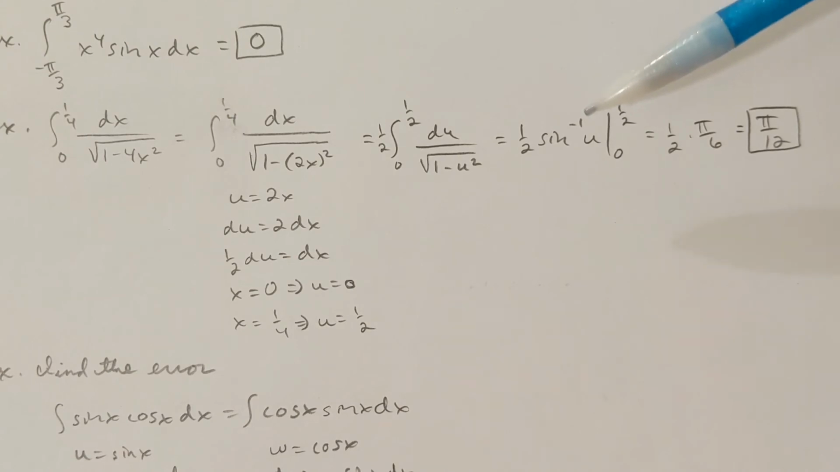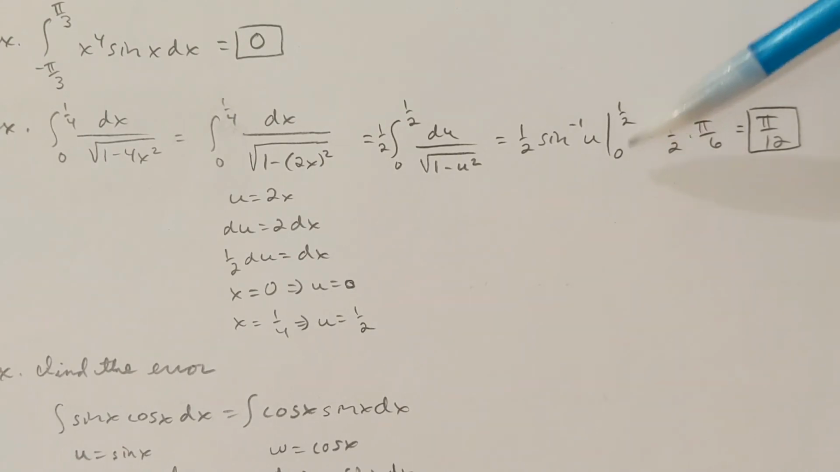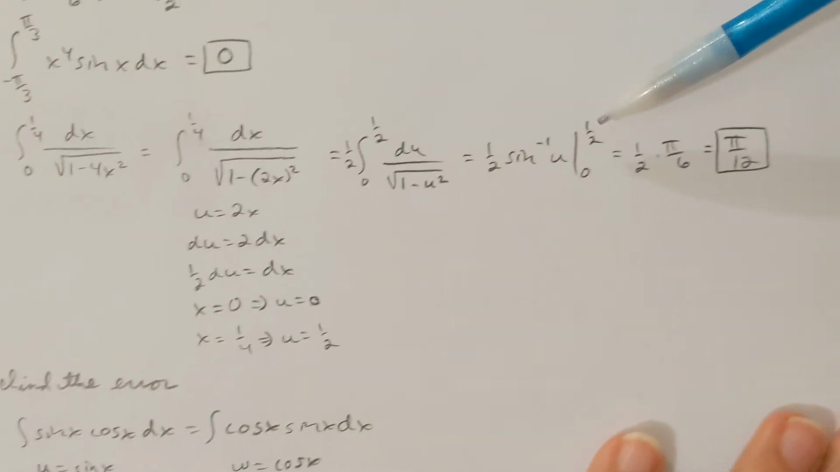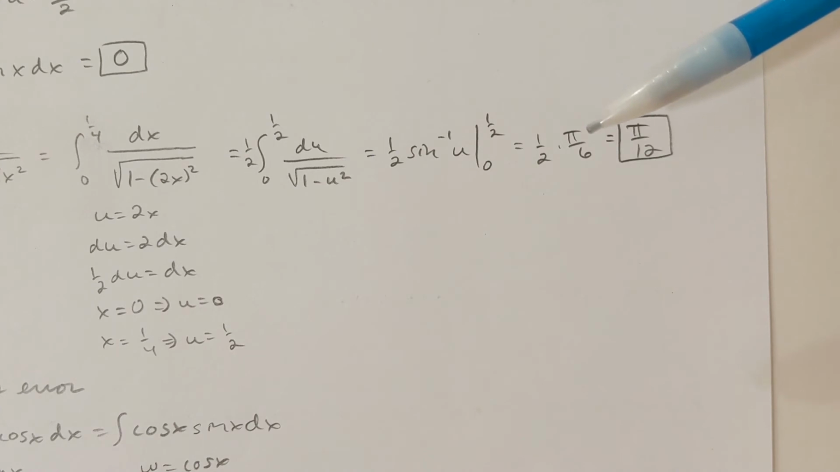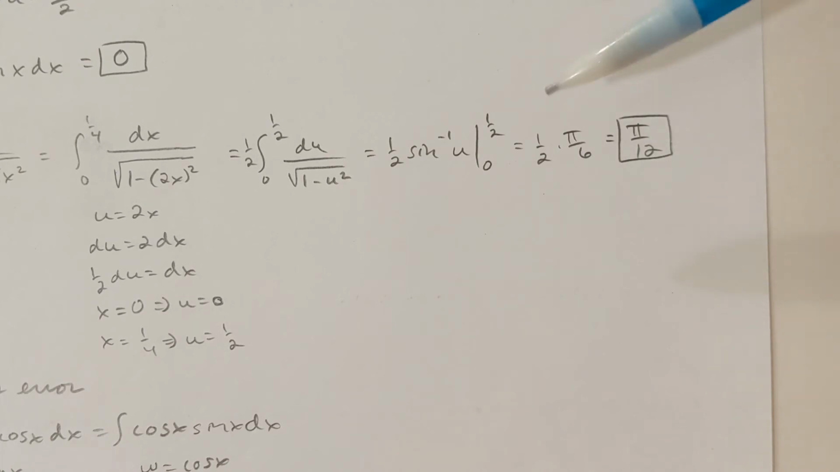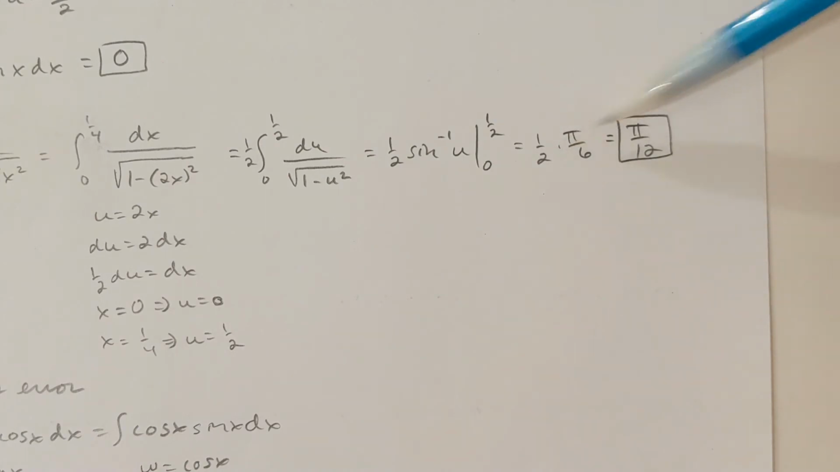And now I can plug in my bounds. So when I plug in 1/2, sine inverse of 1/2 is pi over 6, because sine of pi over 6 gives you 1/2. When I plug in 0, sine inverse of 0 is 0, because sine of 0 is 0. Pi over 12 is the answer there.